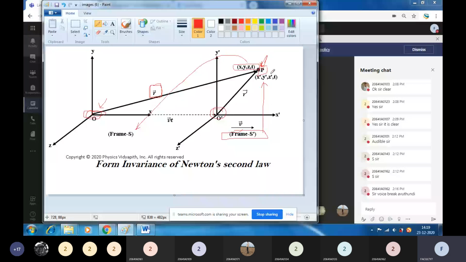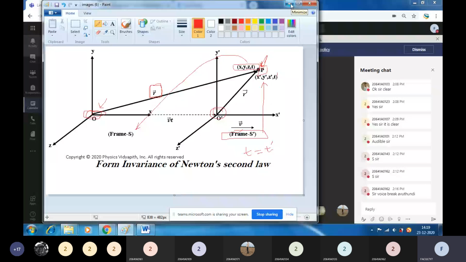So t dash will be equal to t. You can mark this as t dash, t bar or t prime, but both the time periods are the same because at the same time you are observing the event from S as well as from S prime. That's why you will take t equal to t prime. What is the reason? We are observing at the same time. Depending on this, we had a small derivation that we saw yesterday.